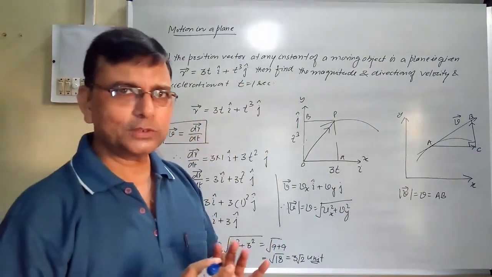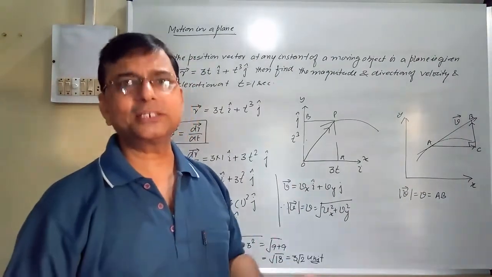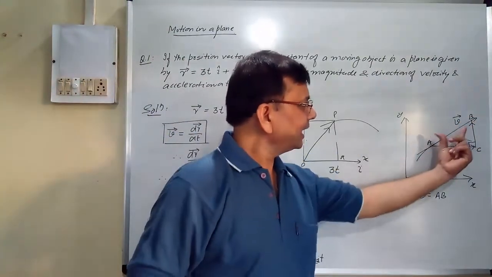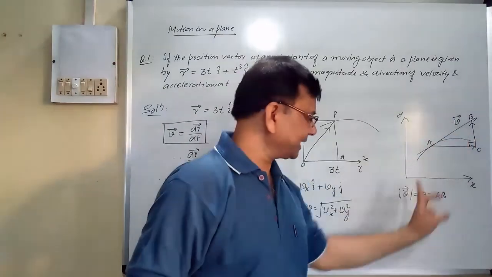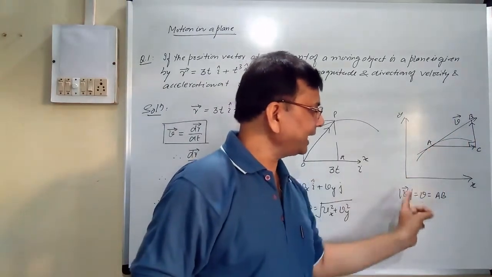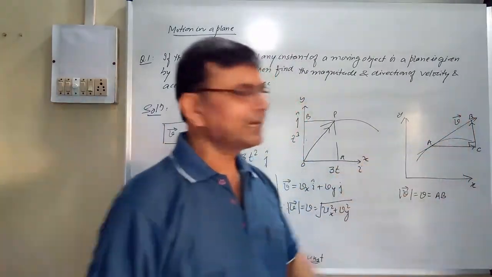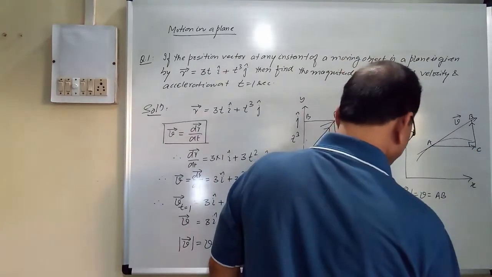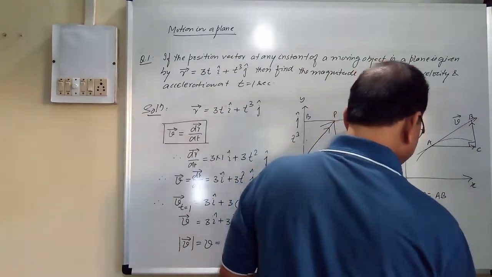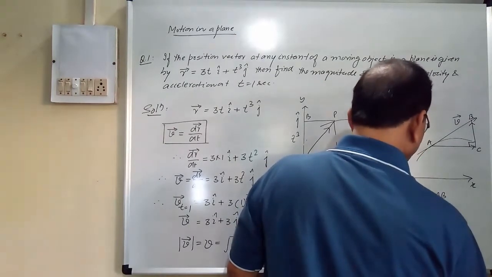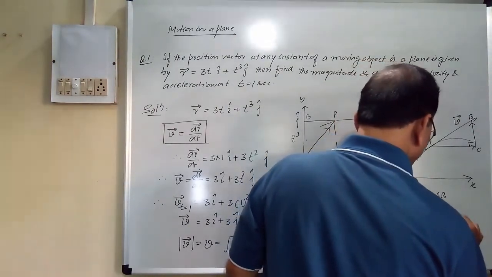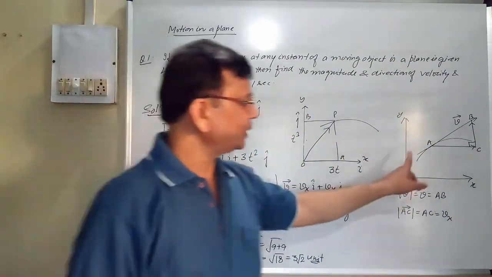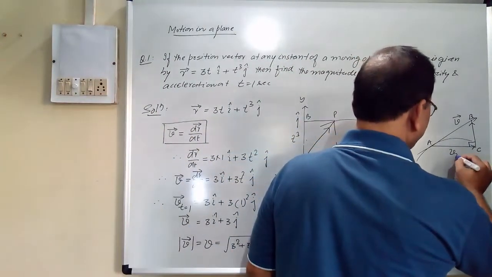I am explaining just because one problem is equivalent to hundreds of problems if you have understood the concept. So AB is a vector, AB is the magnitude of this velocity vector, right? AC is the component along the x-axis and CB is the component along the y-axis. So the vector AC is the component along the x-axis. According to this, along the x-axis magnitude is Vx. So AC is Vx.